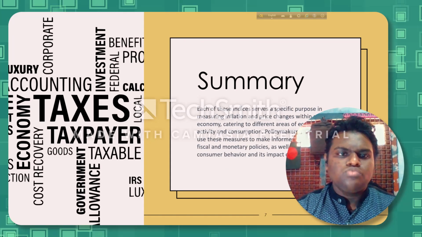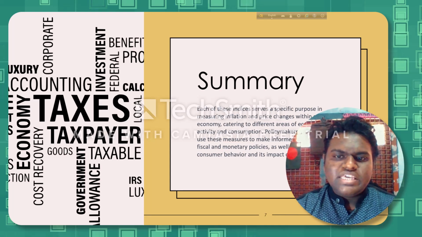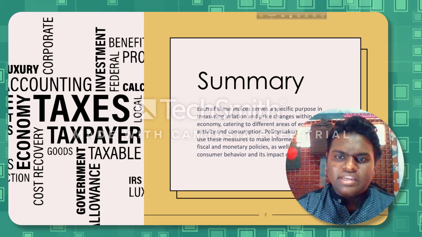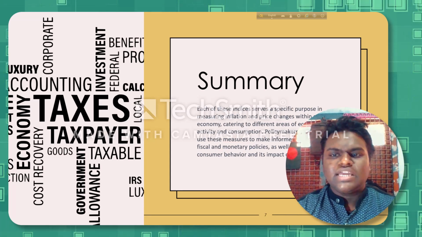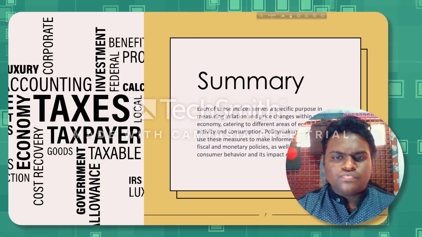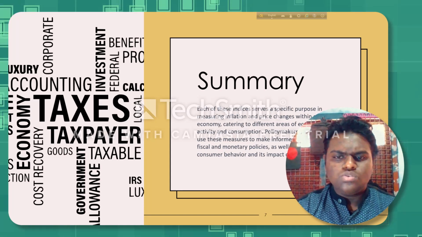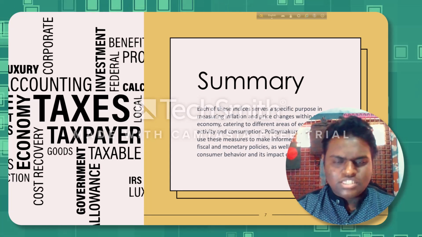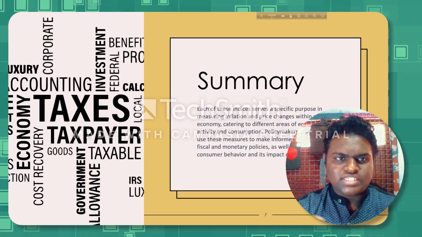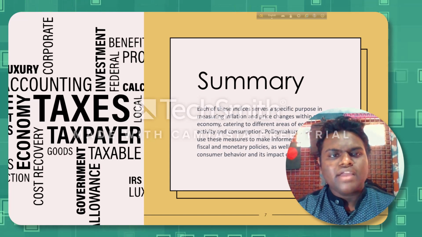So as per the summary, we have just discussed the aggregate price level. Each of these indicators, which means the PCE deflator, the GDP deflator, and the CPI, serves a specific purpose in measuring inflation and price changes within an economy, catering to different areas of economic activity and consumption. The policymakers and economists use these three measures to make informed decisions about fiscal and monetary policy, as well as to understand consumer behavior and the impact on the economy.